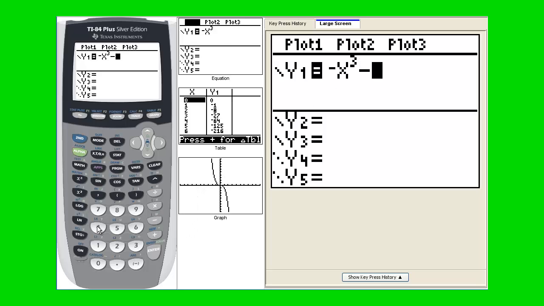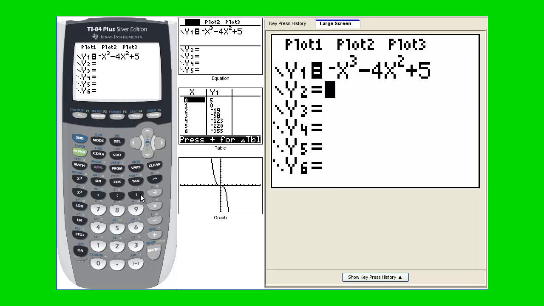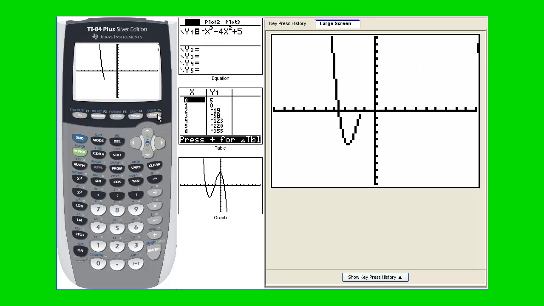Then we have minus 4x squared. Notice when you type in a square, it automatically kicks you over to the right. Plus 5. So we hit enter, and then you're going to hit your graph key, which is up on the top right. So you hit graph. Here is your lovely graph.